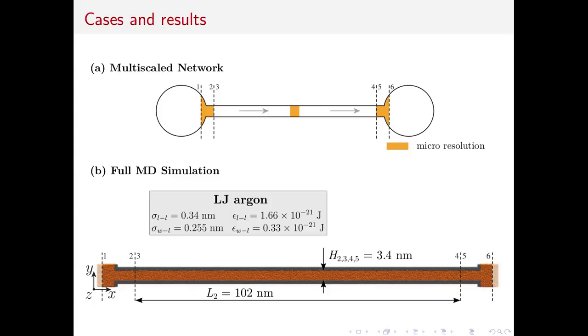The simulation is periodic in all directions, and the flow is driven by applying a body force to all the molecules in the shaded region, which you can see to the left of boundary 1 and to the right of boundary 6.